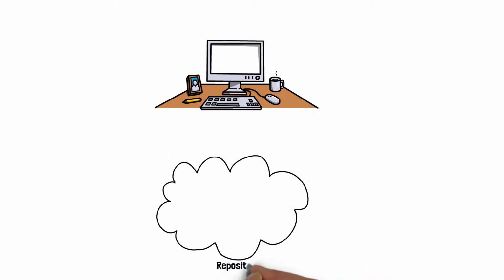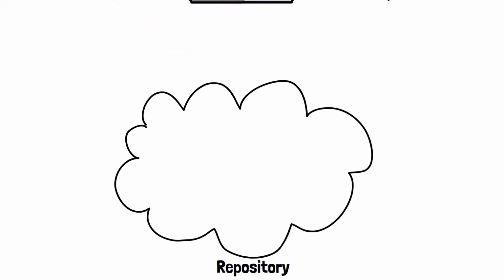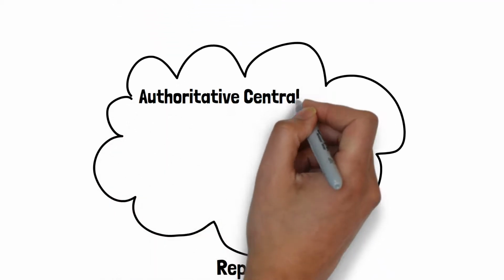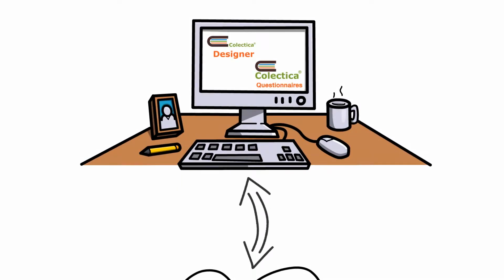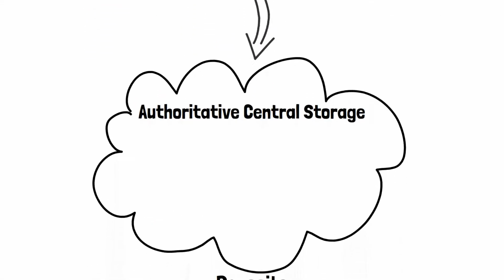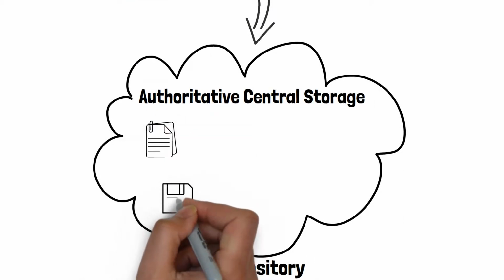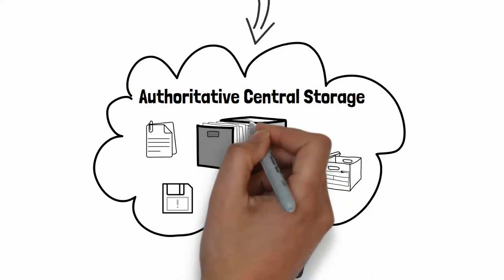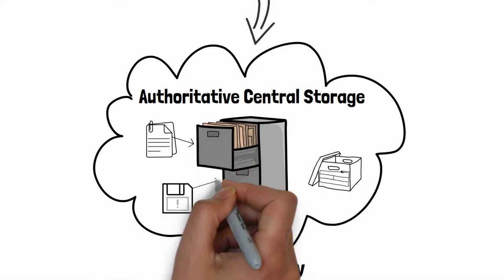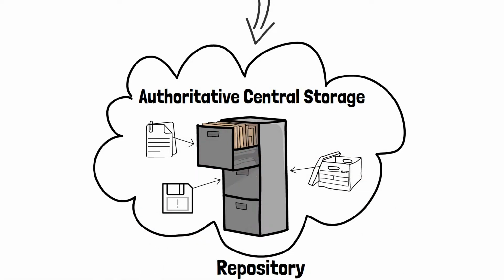The Colectica Repository and Portal work together as server applications, with the repository acting as an authoritative central storage of metadata populated via publishing from any of the Colectica desktop tools. It is the backbone of the Colectica platform, leveraging the Open Data Standards format, making it the ideal solution for centralizing and organizing your multiple, complex, and scattered data sources.